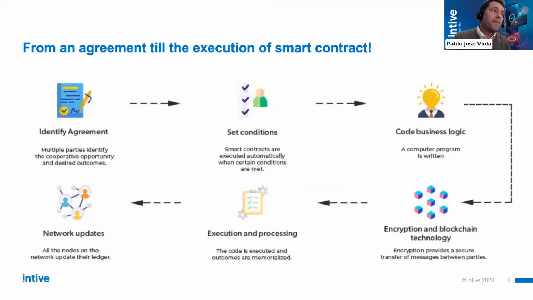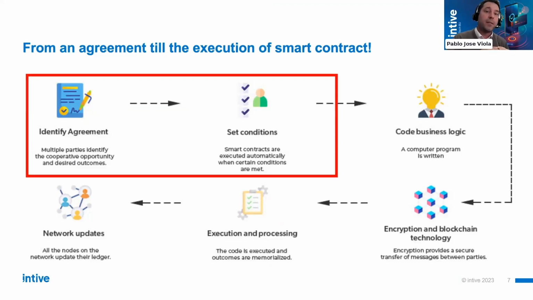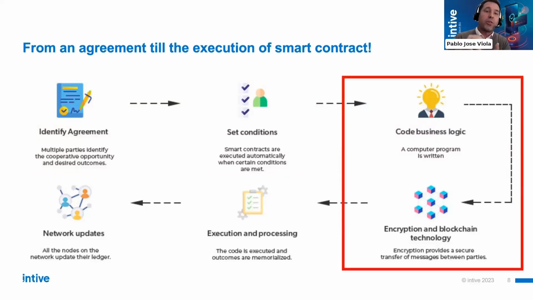The first thing we have to define is the business logic. That's one of the most important things. The involved parties should identify and agree on what they want, what the desired output of the contract is. Then they have to define and set the conditions that need to be met for the agreement to be executed. The business logic needs to be clearly defined, because after this, the following steps are to write that agreement into lines of code, to create the smart contract, and once it is created, to encrypt and deploy it on a blockchain.